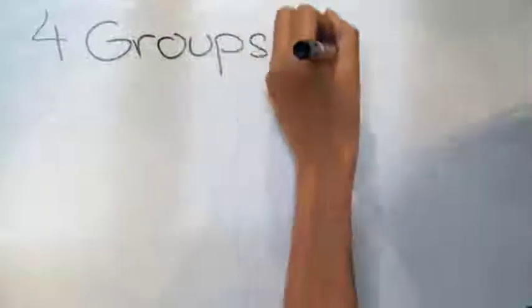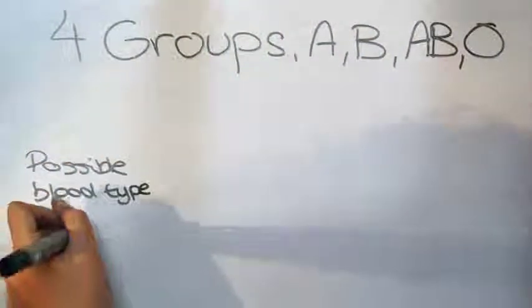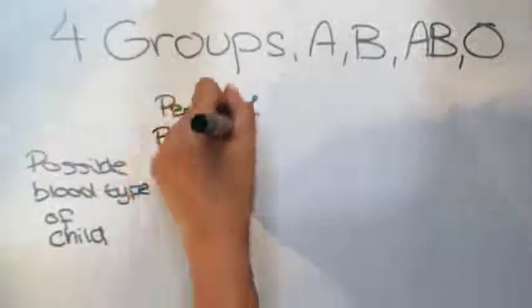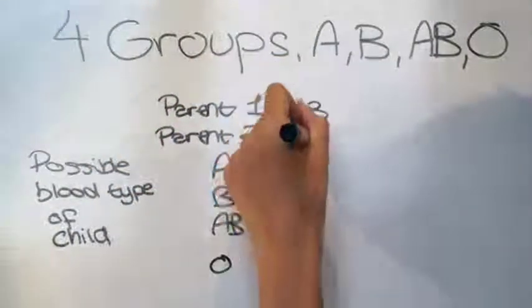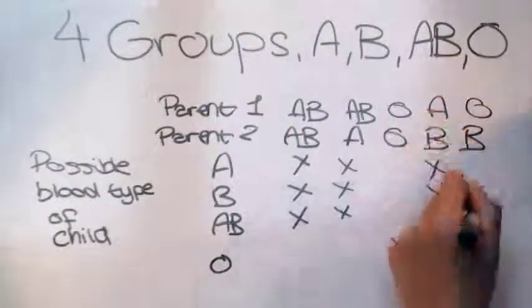There are four main blood groups. These are A, B, AB, and O. These groups are determined by the genes you inherit from your parents. For example, if your mother's blood type is AB and your father's blood type is AB, your possible blood type is A, B, or AB.